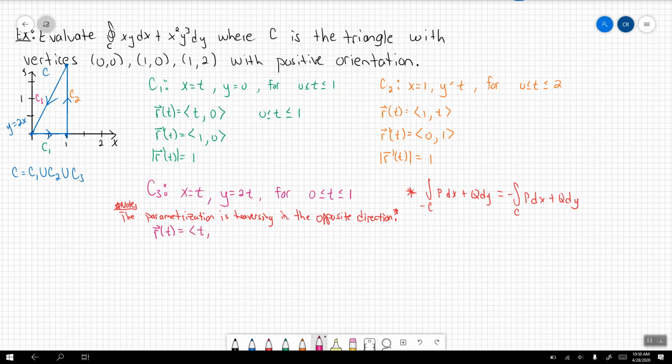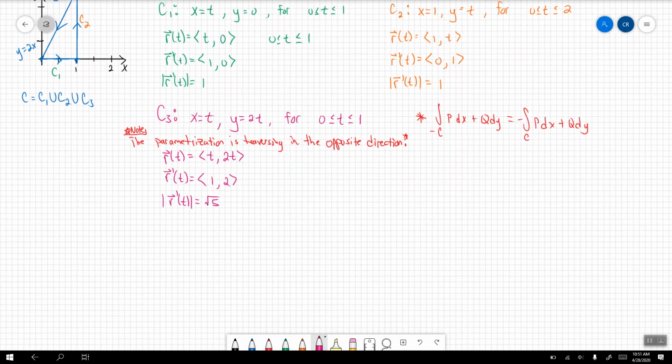So my parametrization here is t and 2t. My derivative here is just going to be 1, 2. The magnitude of this is going to be root 5. There we are. Perfect.